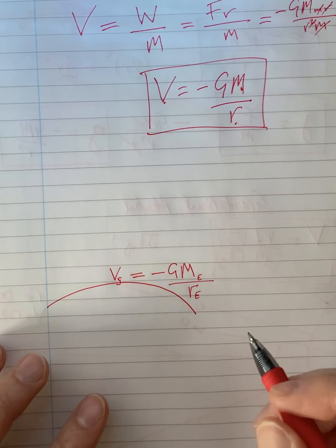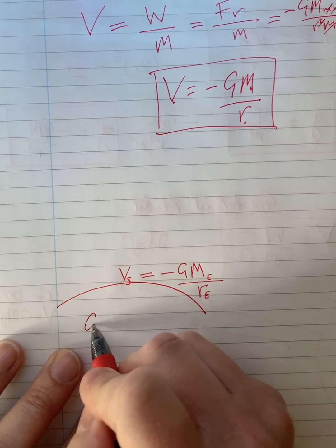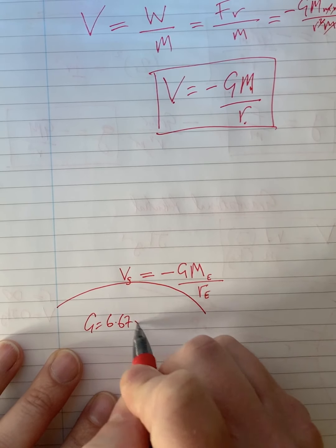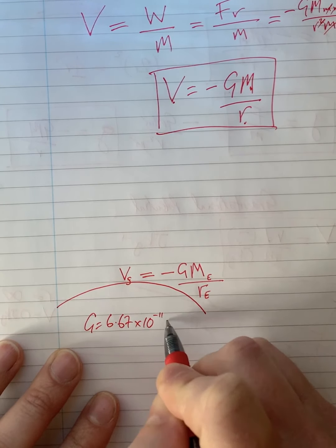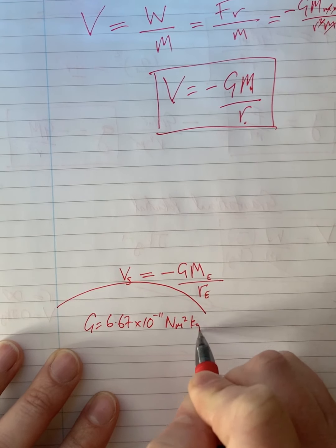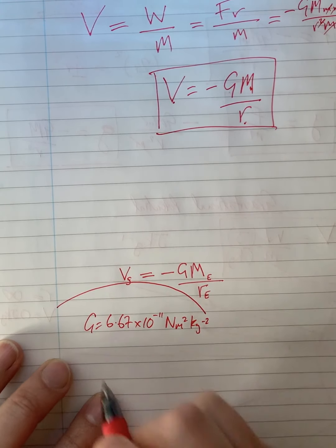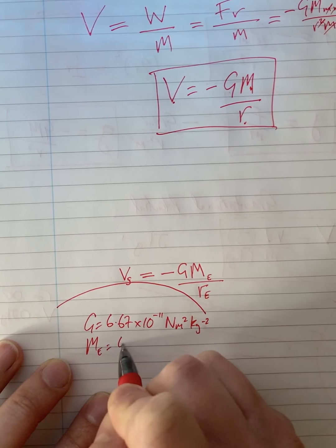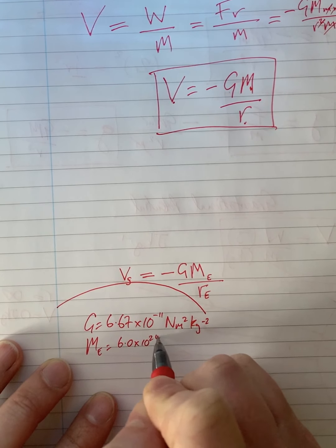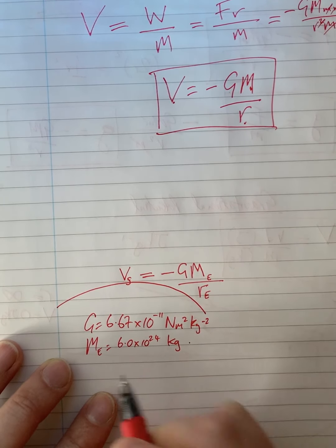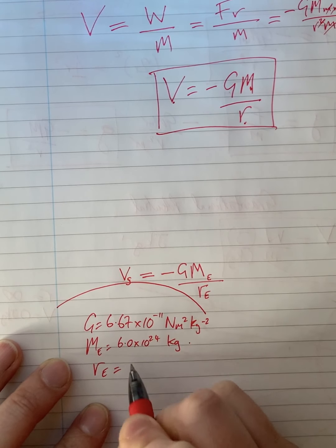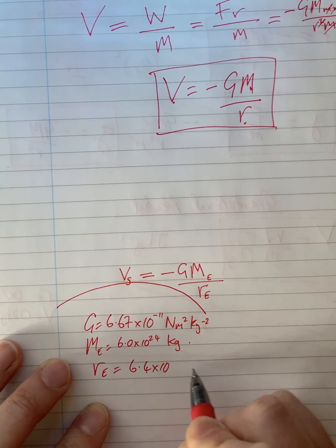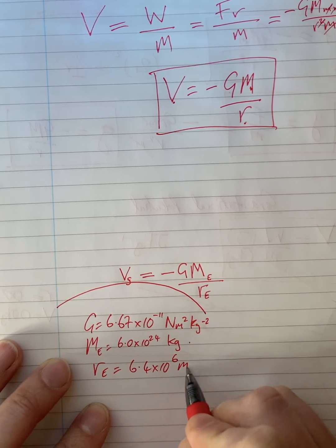So let's use some numbers. Let's say that we know G is 6.67 times 10 to the minus 11 Newton meter squared per kilogram squared, and the mass of the Earth is 6 times 10 to the 24 kilograms, and the radius of the Earth is 6.4 times 10 to the 6 meters.